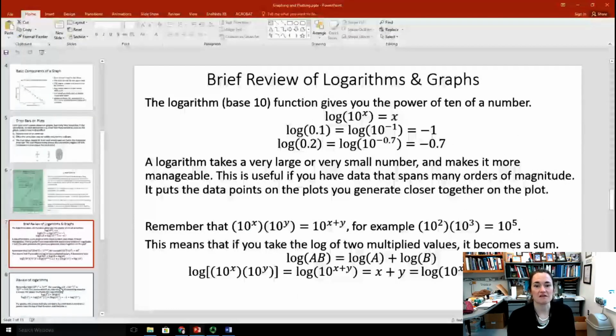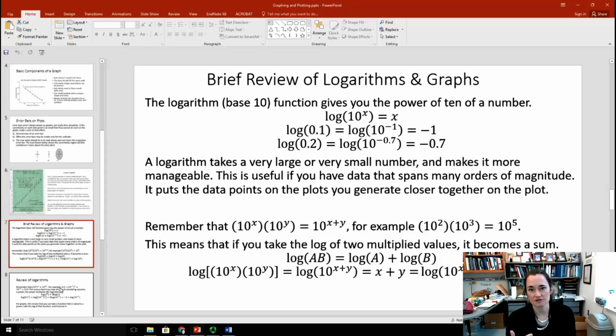But sometimes you might have functions that you want to plot out, draw by hand, or even plot on a regular graph, where you've got something dependent upon a power of some kind. And in that case, it might be easier to look at a log-log plot or something like that. So let's review a little bit about logarithms to remember what's going on here. Let's talk about base 10 logarithms. The base 10 logarithm function gives you the power of 10 of that number. So the log of 10 to the x would just be x, because you're extracting the power that you're raising 10 to when you take that logarithm.